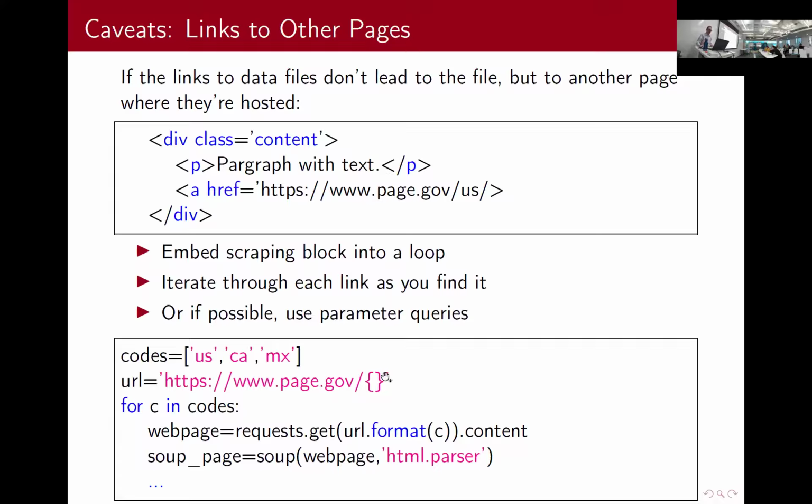Some pages will have certain parameters in them. So for example, if there were dedicated pages for the US, Canada, and Mexico, and I knew what those pages were, I could basically create a list at the top and pass those codes into the link and then iterate through those links if I knew what they were.